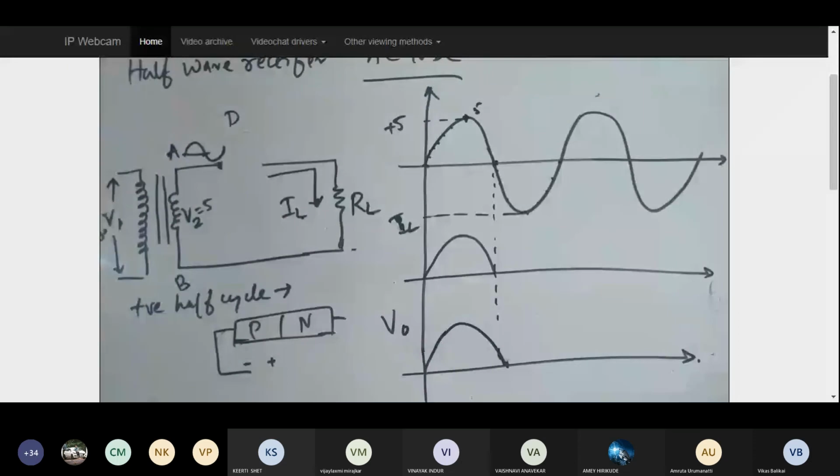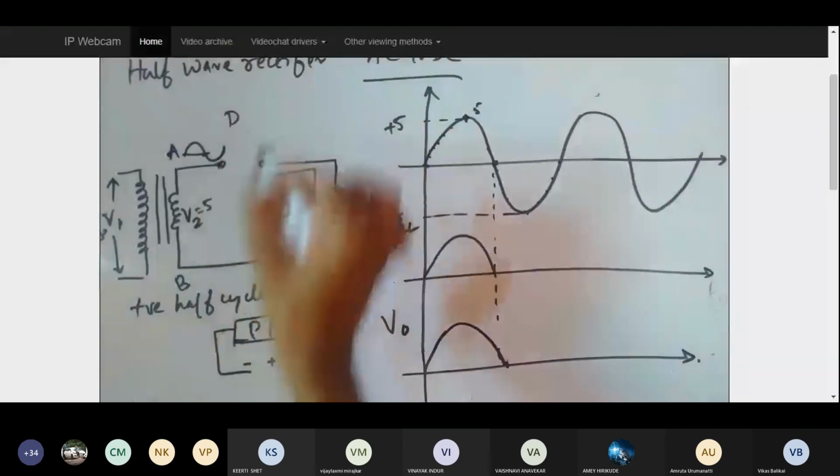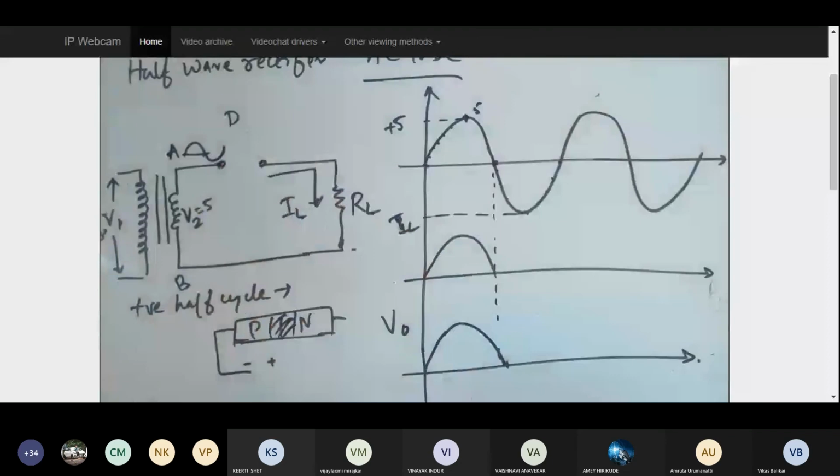Remember yesterday's class, reverse bias, then barrier potential will be very, very large. This barrier potential being large means no current flows from P to N or N to P. So if this is a scenario in terms of switching action, can I say it is behaving as an open switch? Open switch means current is not flowing from here to here, we can say.